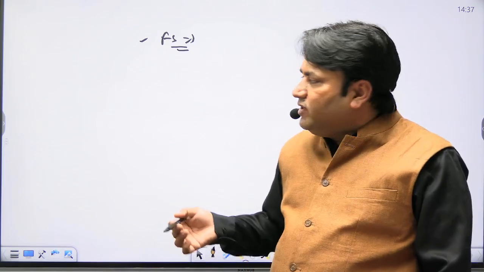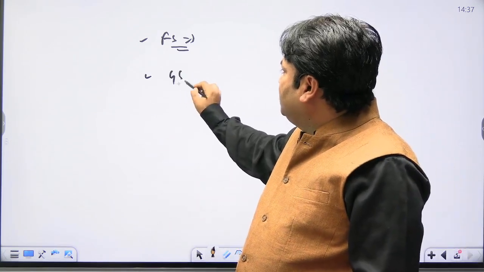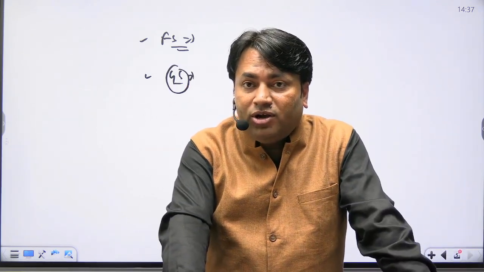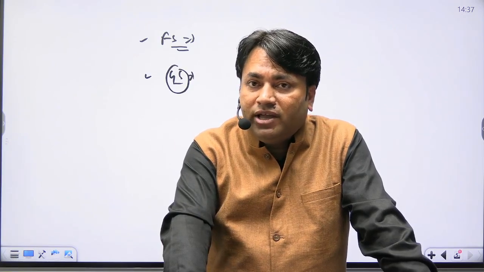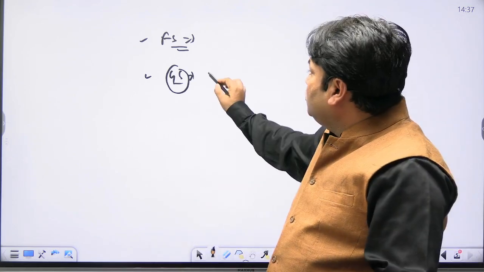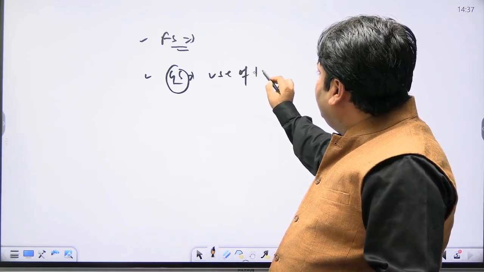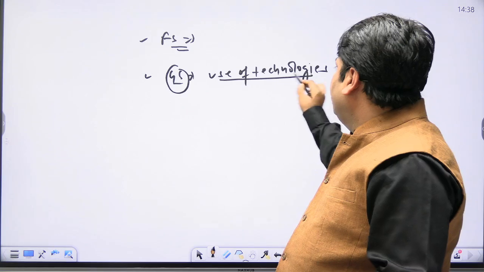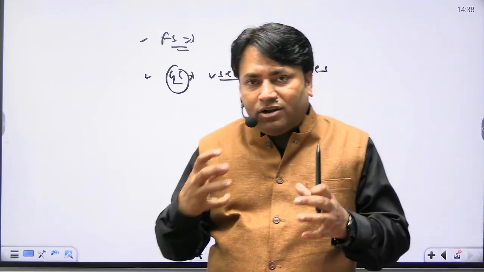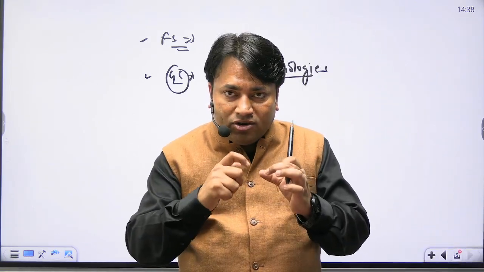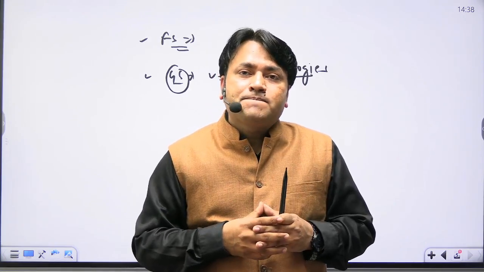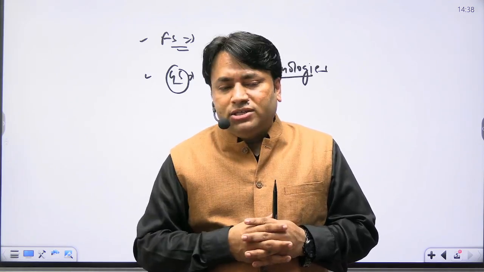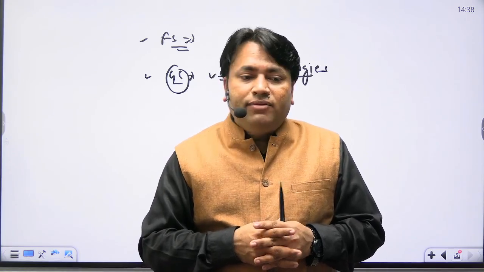But the second is geophysical survey. It is a very important survey. When you are doing a geophysical survey, the use of technologies is an important part of it. It means that in archaeological exploration, technology is also being used. Artificial intelligence is also being used. And what are these technologies?